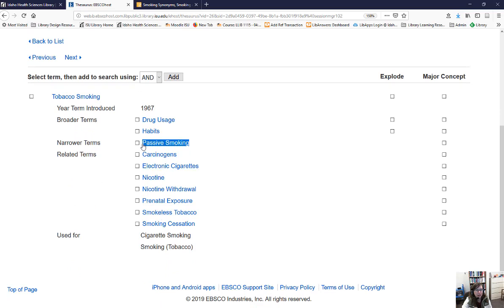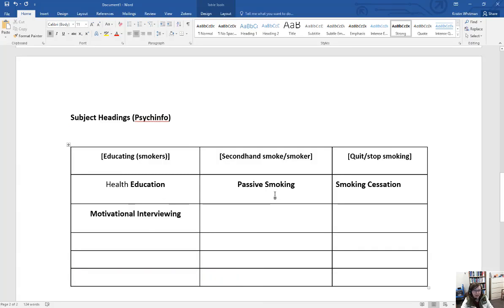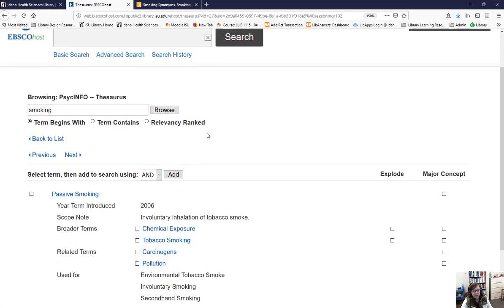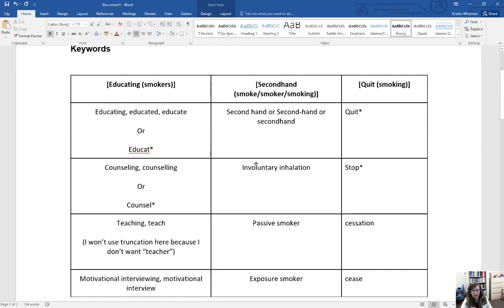So what I could be doing here is copying these things and pasting them into my box here. I already have passive smoking. Let's look at passive smoking to see if it has anything else. Here it says involuntary inhalation, so this is useful. This is not a subject term, but if this was a phrase I didn't know, I could use this as a keyword. I could take this and paste it back up here into my keyword table, like I've already done.